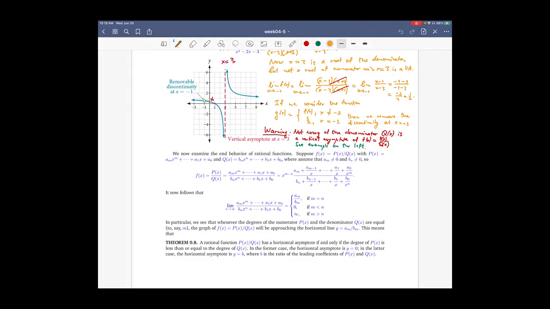Welcome back to the study of rational functions. We continue with the investigation of the end behavior of rational functions.